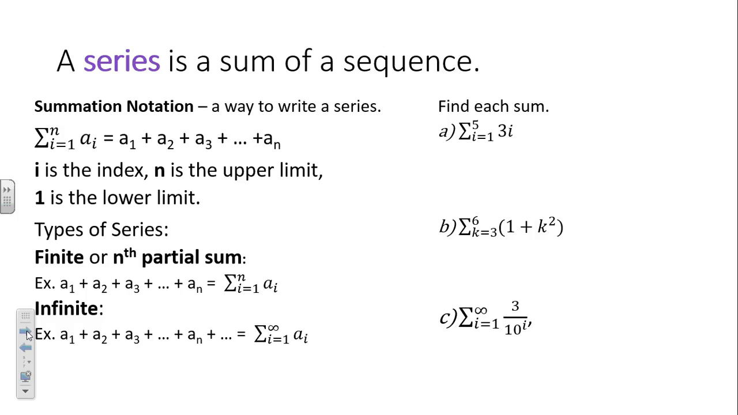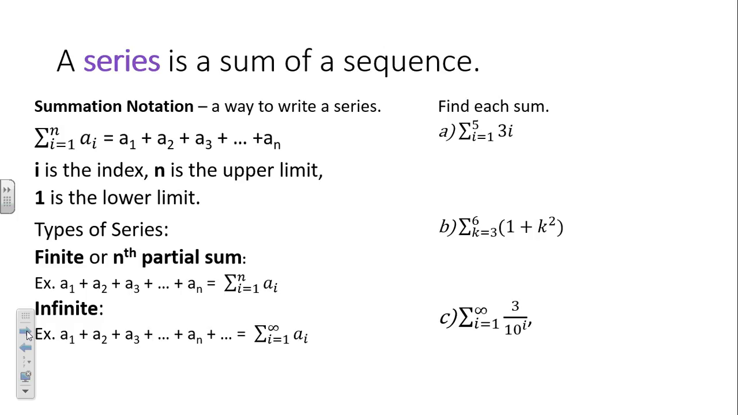The variable that they're using, whichever it happens to be, often i, it could be n, it could be k, is called the index. n is the upper limit, 1 was the lower limit. So we have two kinds of series. One of them is called a finite series, also known as an nth partial sum. A finite series means that we have a sequence that ends, and we're adding up all the terms from the beginning to the end.